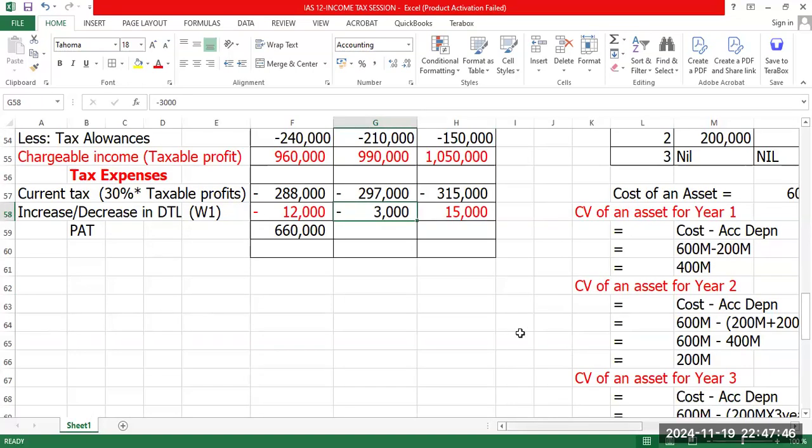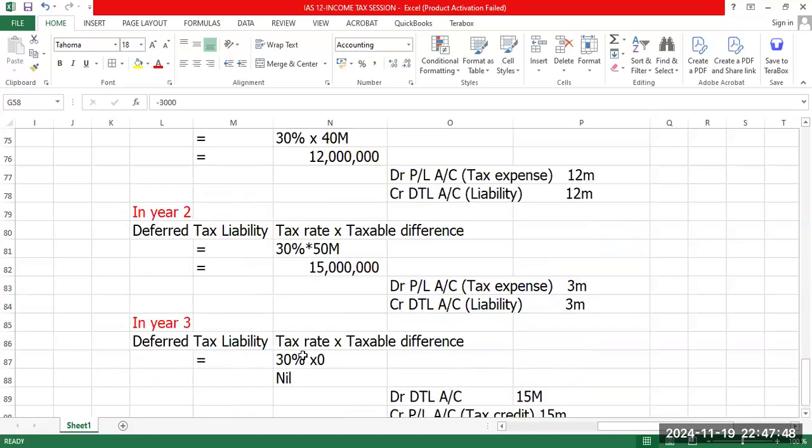Then lastly, since here you have no liability, it means that your liability has decreased from 15 to 0. In year 2, you had a liability of 15 million. But in year 3, you have no liability. So it means that your liability has reduced from 15 to 0. And a decrease in liability is an income.